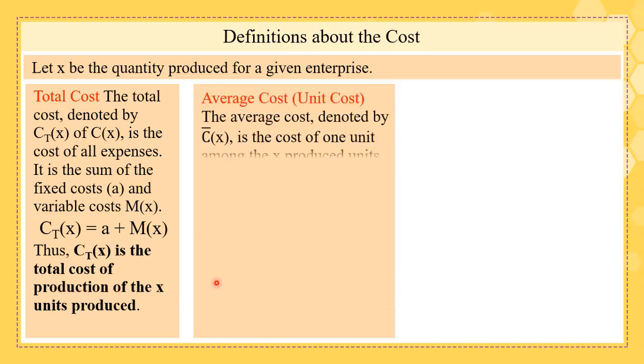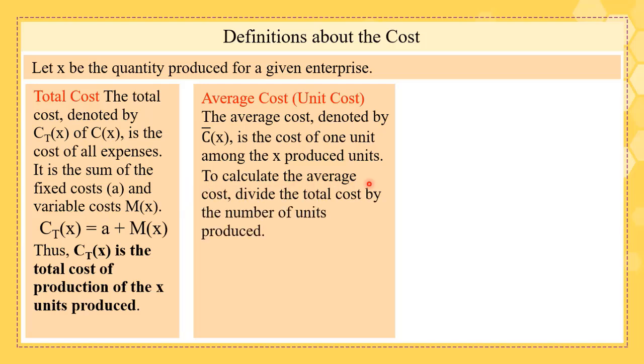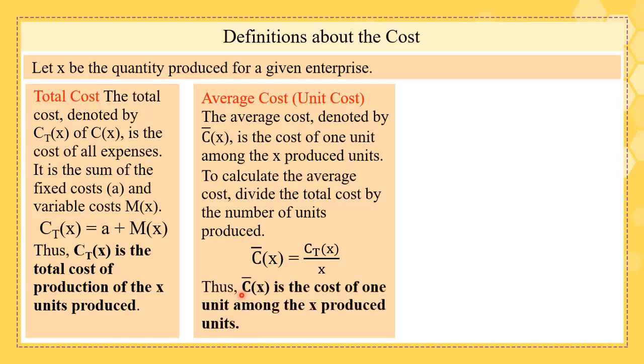Now, average cost or unit cost. The average cost, denoted by C bar of X, is the cost of one unit among the X produced units. To calculate the average cost, we divide the total cost by the number of units produced. So the rule of an average cost is C bar of X equals CT of X over X. Thus, the average cost C bar of X is the cost of one unit among the X produced units.